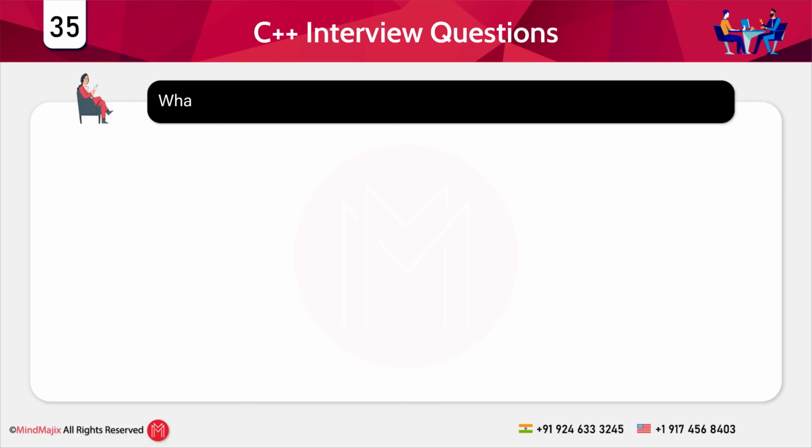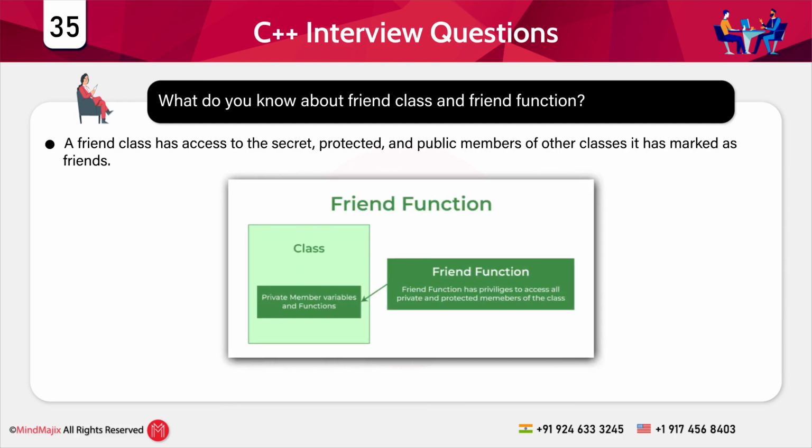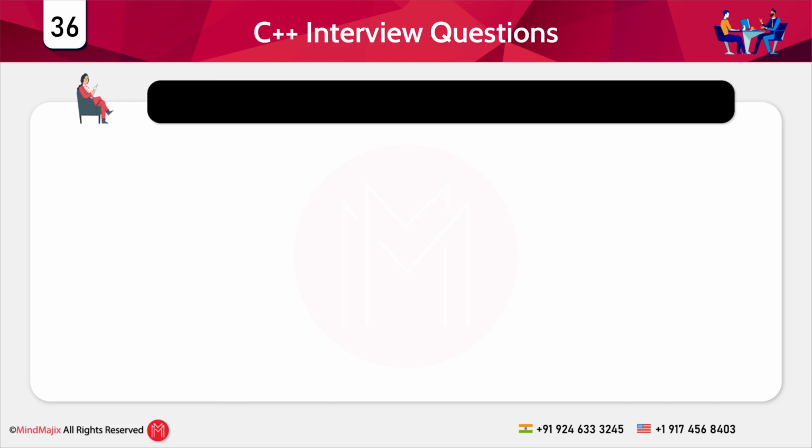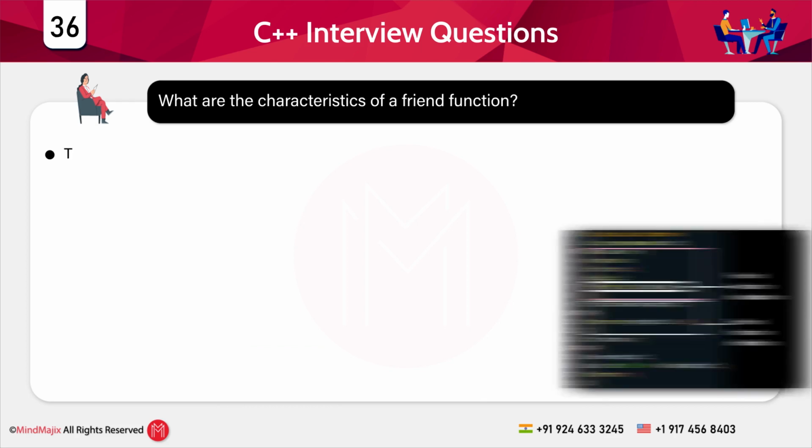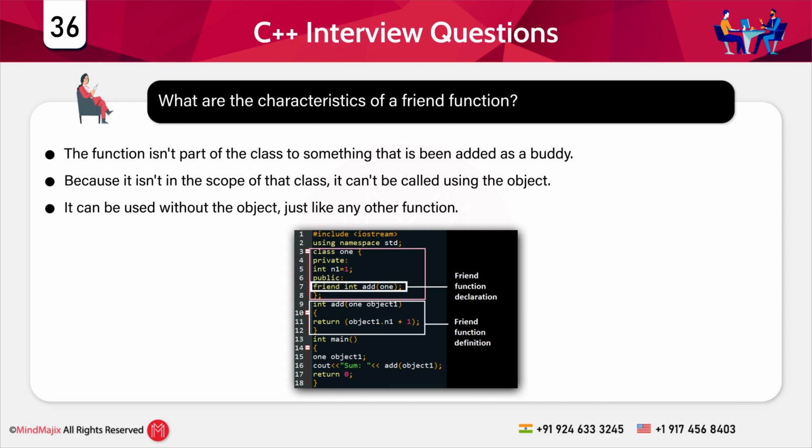The next question is, what do you know about the friend class and friend function? A friend class has access to the private, protected, and public members of the other classes. It is marked as a friend. Friend functions, like the friend class, can access the members which are private, protected, or public. Friend functions are basically not the members of the class. The next question is, what are the characteristics of a friend function? The function isn't a part of the class to which it has been added as a friend. Because it isn't in the scope of that class, it can't be called using the object of that particular class.